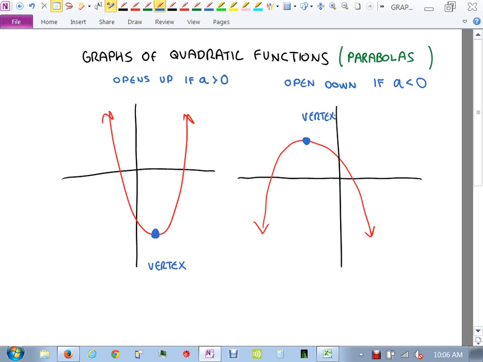Now, would you agree that the vertex, being a point, should have an x and a y coordinate, right? So I know that to get to that point, I have to go over and then down, right? Or in the one over here, I have to go to the left and then I have to go up. So there's an x and a y coordinate.